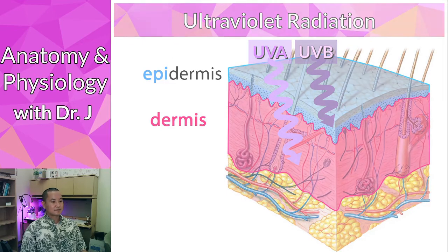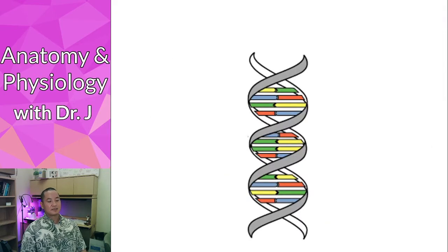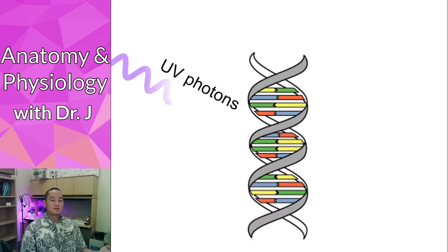So why is ultraviolet radiation relevant, and why do we need melanin? Well, here's the DNA. When you have UV photons, actually all wavelengths of light, they do carry some energy. But compared to visible wavelengths of light, like the typical colors of the rainbow, ultraviolet light has more energy than our visible light spectrum. So these carry energy.